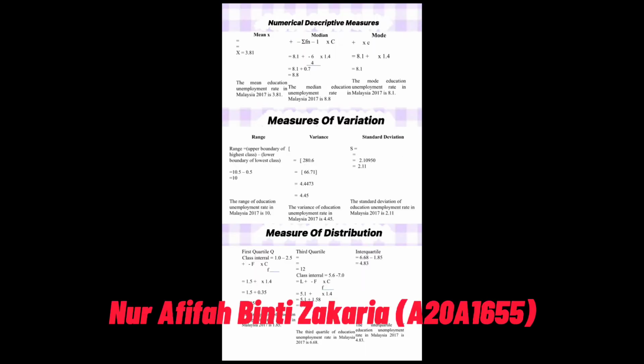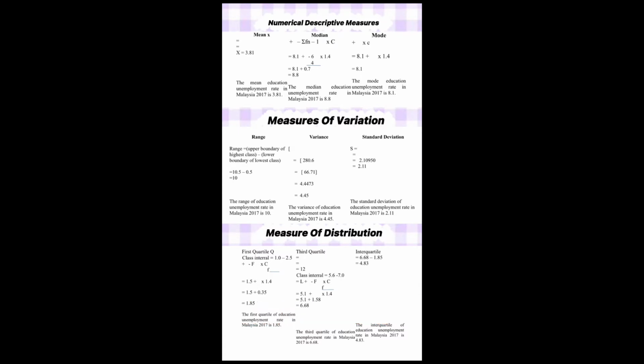Thank you. Hi, my name is Nur Aiful Zakaria, matric number A2081645. Today I want to present about numerical descriptive measures. Okay, a measure of central tendency is a value that represents the center of a distribution. The three most commonly used measures of central tendency are mean, median, and mode.